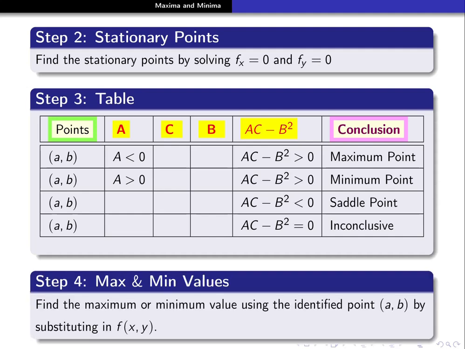Next, step 4: maximum and minimum values. Find the maximum and minimum values by substituting the points a comma b in f of x comma y. In step 3 we know at which point it is maximum and at which point it is minimum. We replace the maximum point in f of x comma y to get the maximum value, and the minimum point to get the minimum value. So we can find the extreme points and extreme values by these steps.